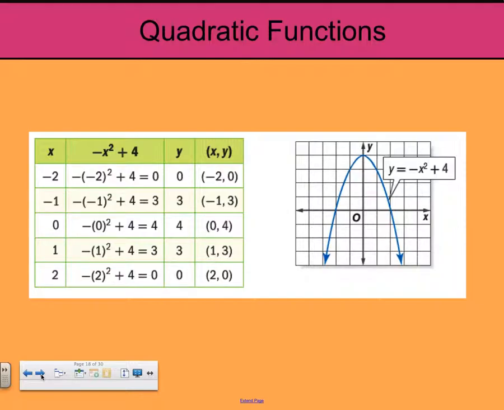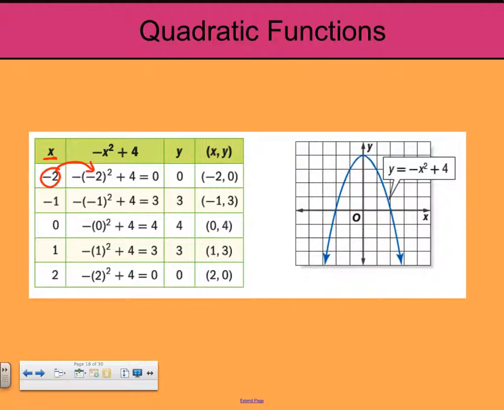There is one more example here before we get started on our own. It's a little bit more complex, but notice they went through the same steps. They're going to create a table. What did they do before they created the table? They came up with x values. Okay? After they had their x values, they substituted them in. Notice they took the negative 2 for the x value, substituted it in.